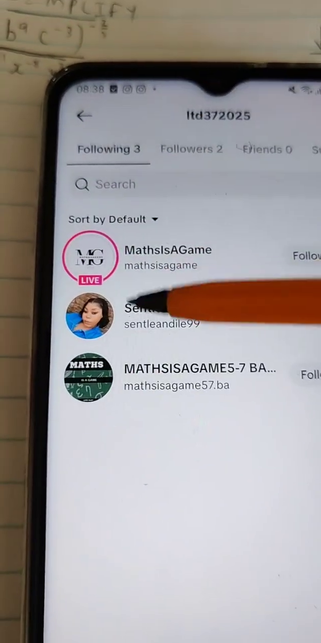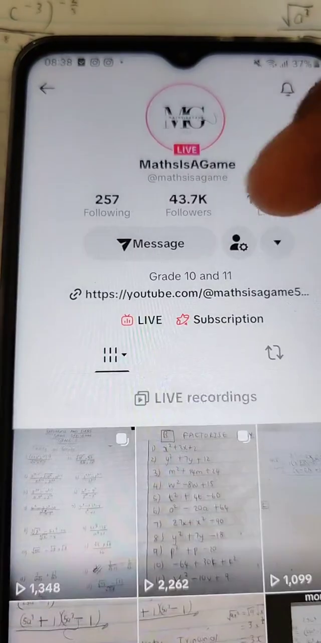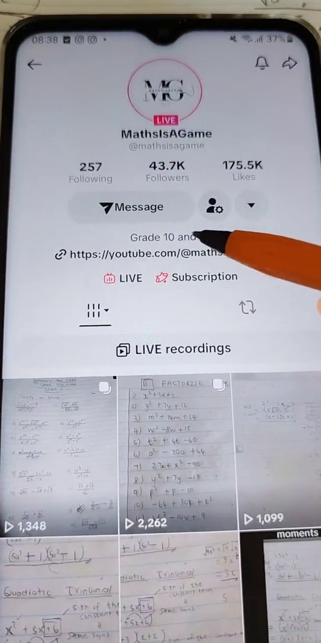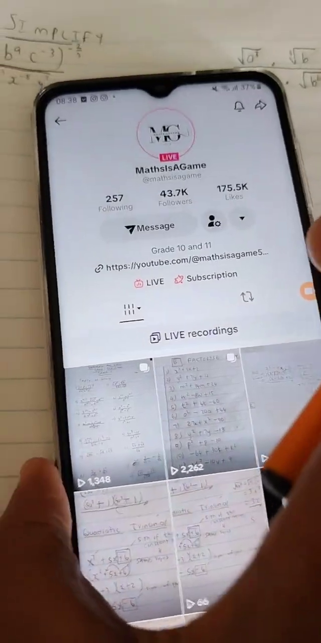The one that I'm live on is for grade 10, 11, and 12. This one. Okay. So this one is for grade 10, 11, and also 12. This is the one that you guys are on at the moment. And so I'm going to do grade 11 exponents right now.